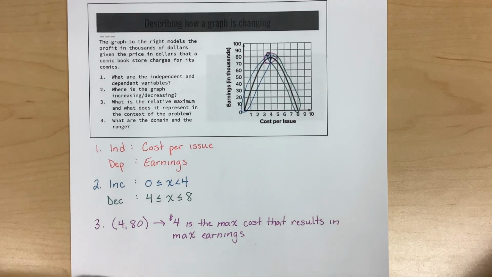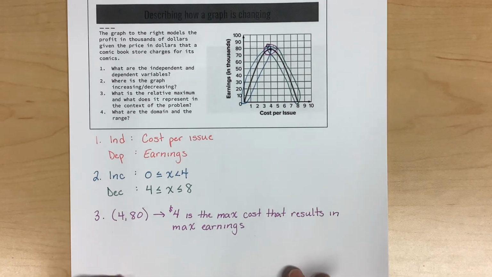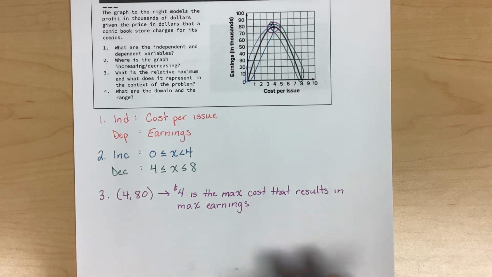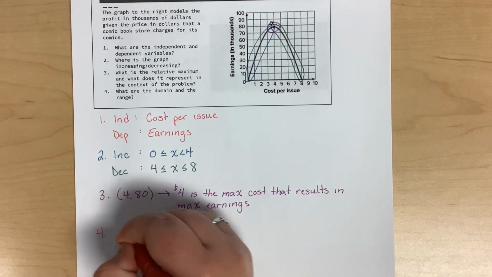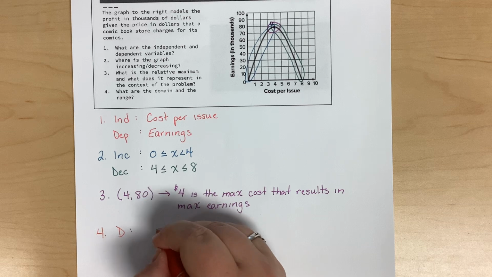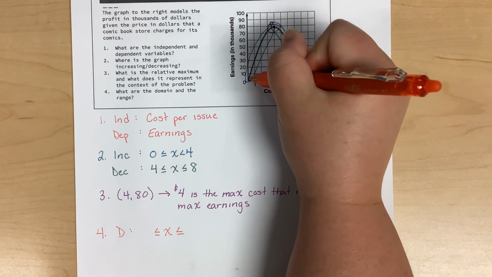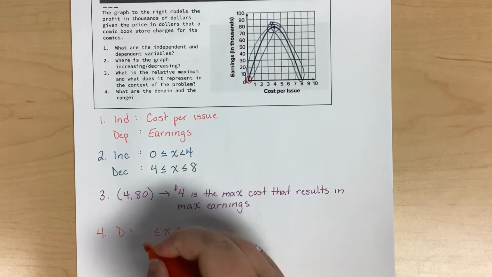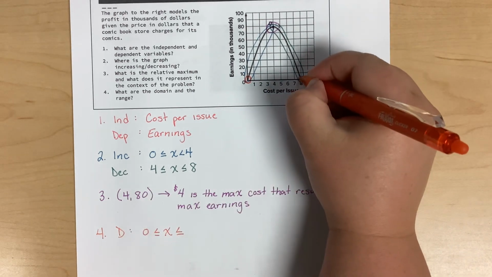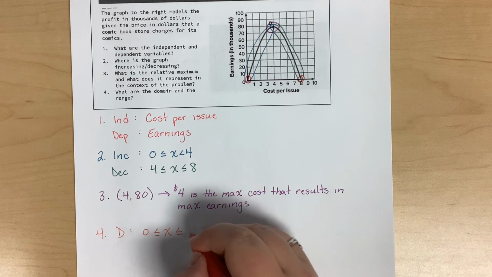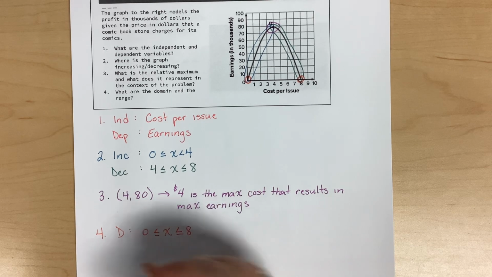All right, number 4. What are the domain and the range? Okay, start with the domain. Again, that's your x values. The farthest left the graph goes is right here. That's an endpoint. That's at x is 0. And the farthest right is right here. Once again, that's an endpoint. It's at x is 8.